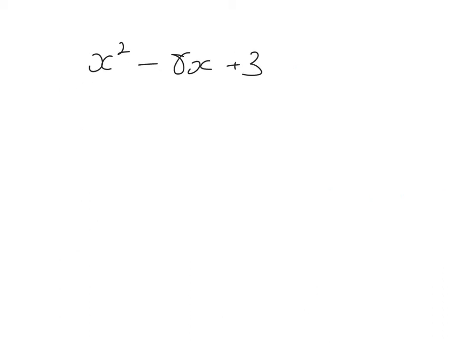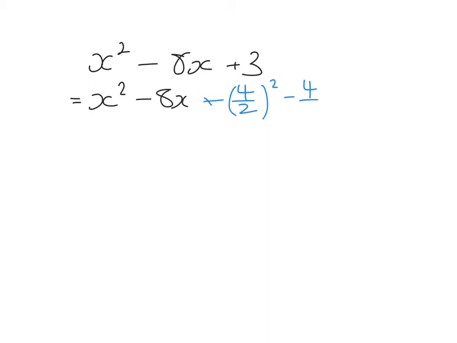Next example. Okay, once again, equals x squared minus 8x. Then I go plus 4 over 2 squared, take away 4 over 2.